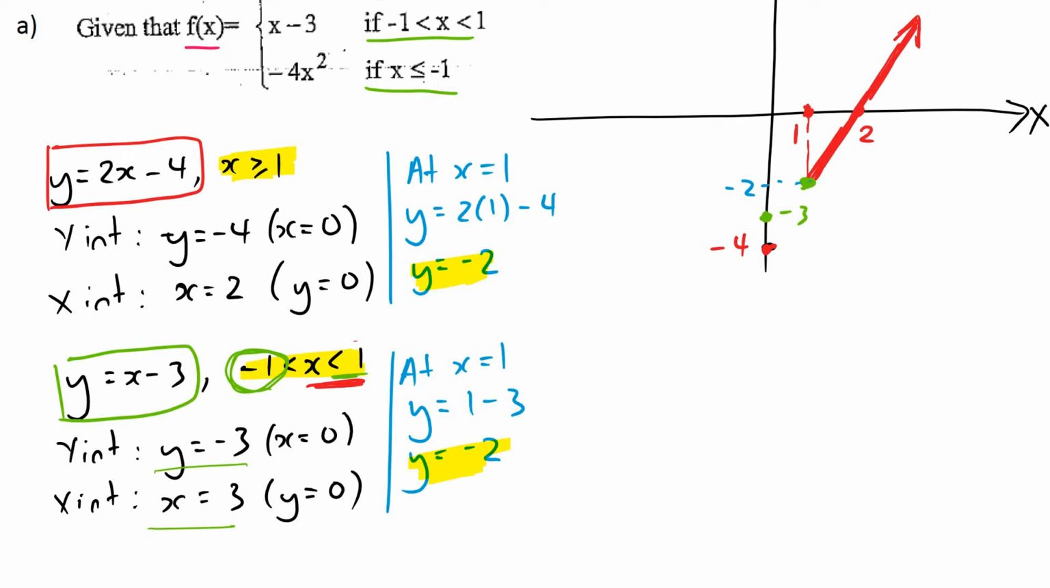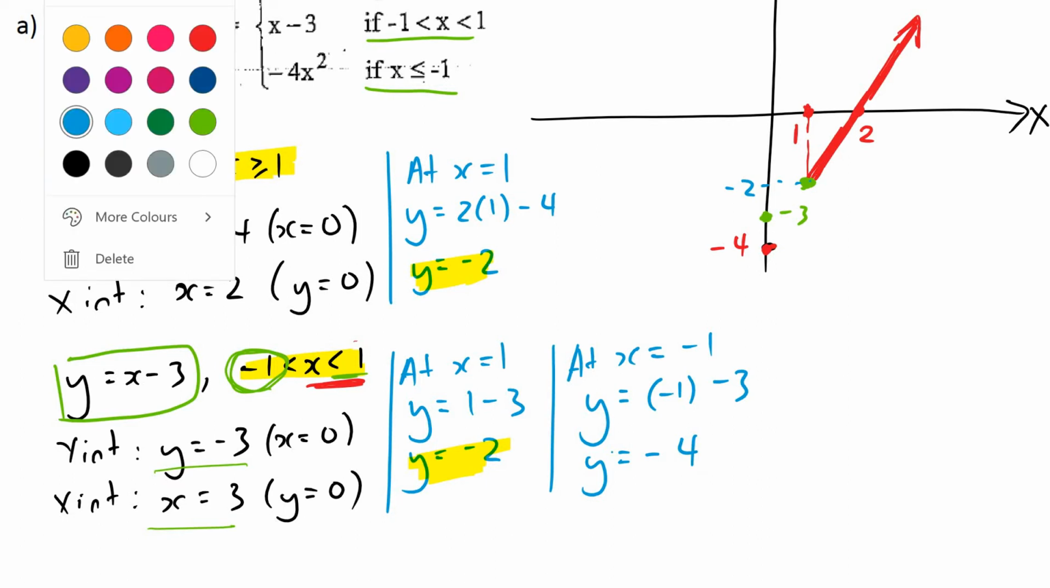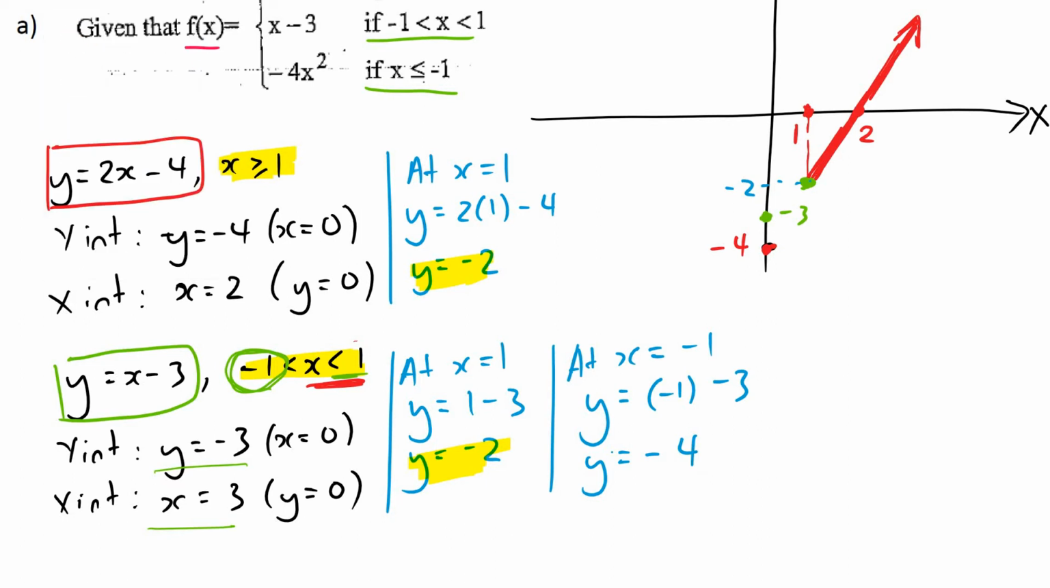So let's see what happens. At x equals minus 1, my graph is y is equal to minus 1 minus 3, and therefore y is equal to minus 4. So that's interesting, because that tells me that if this point here is minus 1, then my graph is all the way down here. It will pass through that point. That's where it ends. So it should be a straight line between these 3 points.